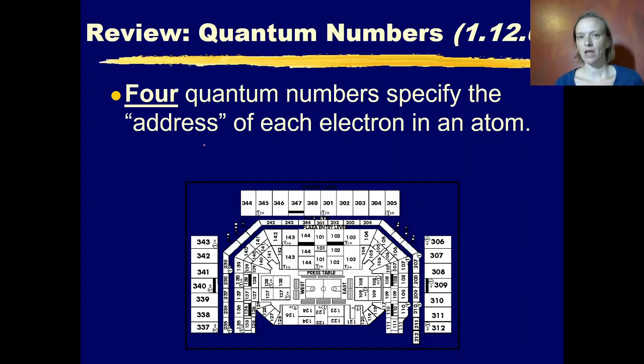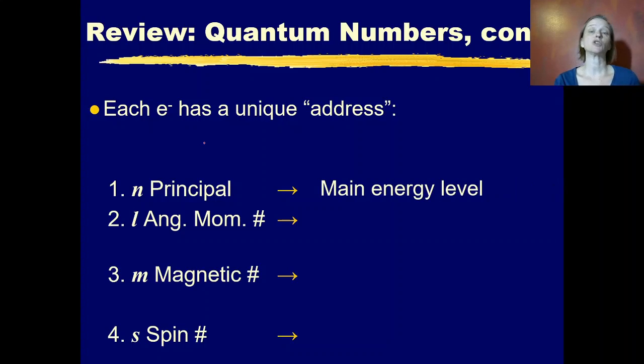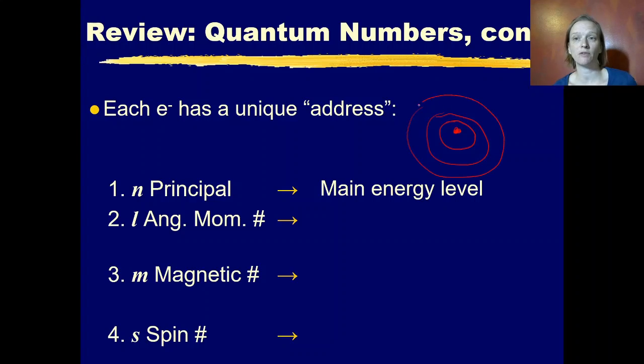in an atom. And no 2 electrons can have the same address. They each need a different set of 4 quantum numbers. Those 4 quantum numbers are the principal quantum number, which tells us what main energy level we're in. Are we here close to the nucleus, or are we a couple of energy levels away from the nucleus?